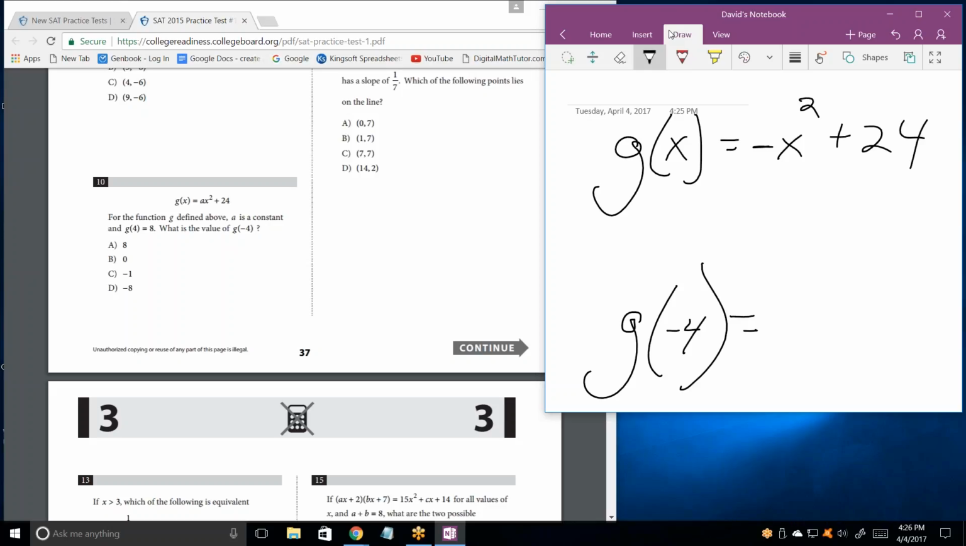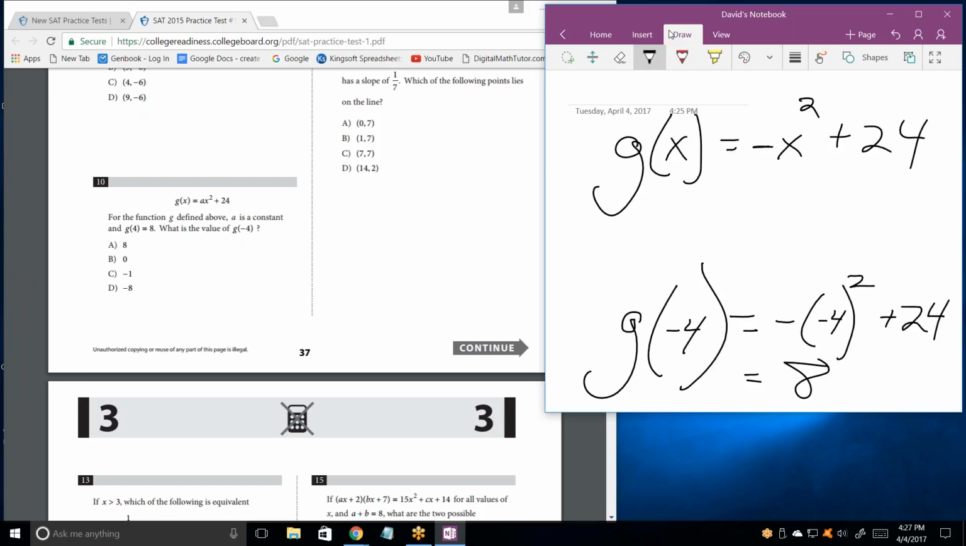Very important to take whatever is in there and put it in parentheses in place of x. So I want to put it in like this. That square does not apply to that leading negative sign. So what's that equal to? It is just negative 16 plus 24, which is also 8.